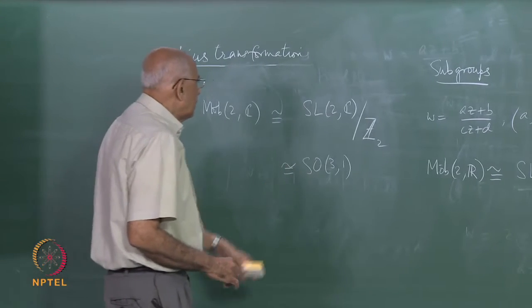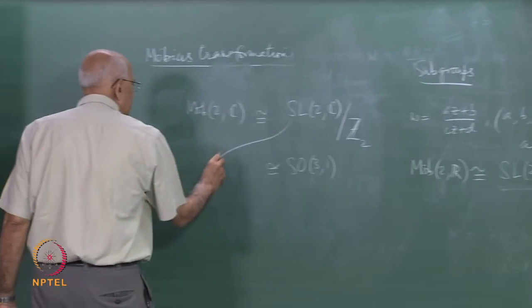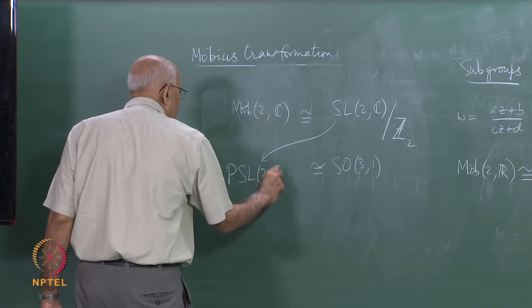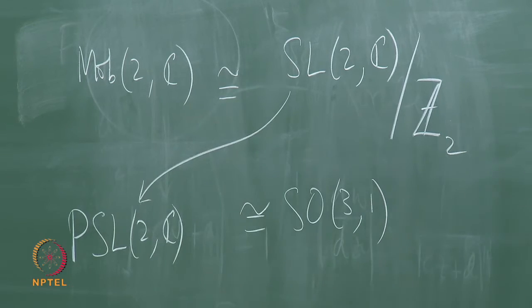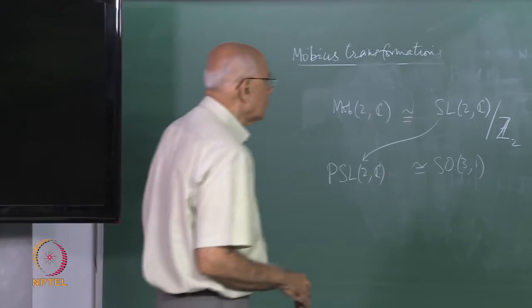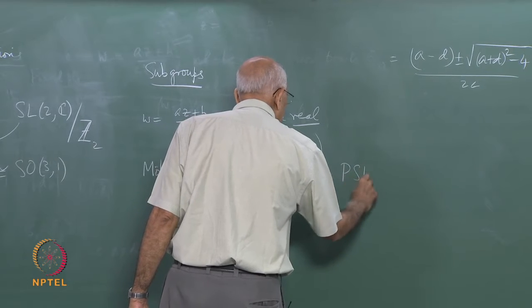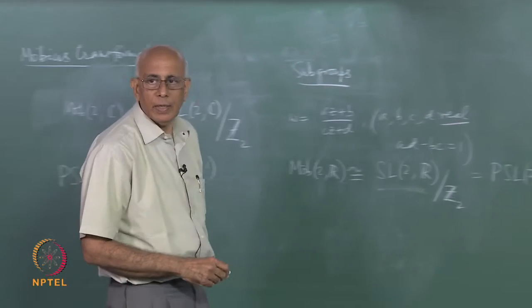By the way, there is a fancy name for this. This is called the projective special linear group PSL(2,C). It is written in this fashion to show that it is up to a sign. Those both matrices are projected onto the same entity. So this is also equal to PSL(2,R), a more compact way of writing the same thing.